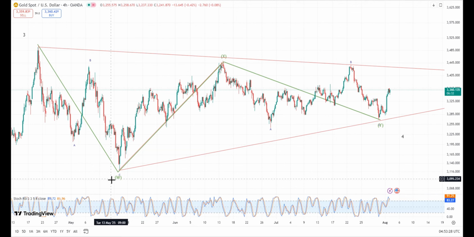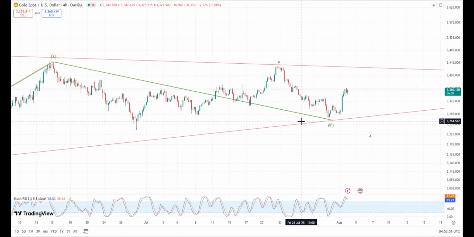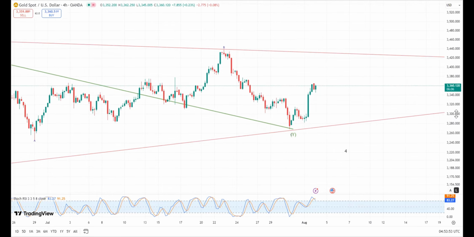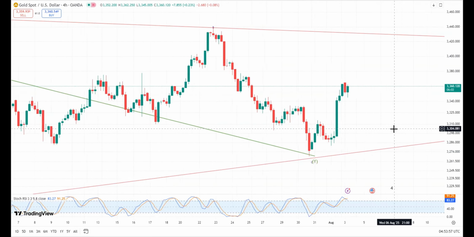So these are A, B, C. These are X, then an A, B, C. And now this last wave, we can say we have a wave 1, wave 2, wave 3, wave 4 and a wave 5. So this meets the criteria for being the end of a correction, most likely, based on the patterns we are seeing right now.